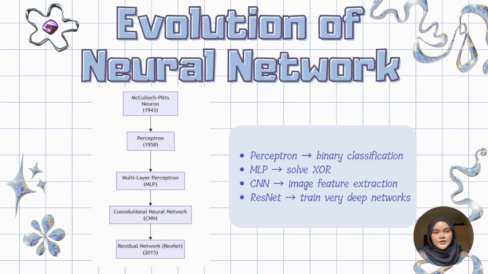Next, this slide shows the evolution of neural networks. It started with the McCulloch-Pitts neuron, followed by the perceptron for binary classification. Then the multi-layer perceptron solved more complex problems like XOR. After that, CNNs became widely used for image feature extraction. Finally, ResNet was introduced in 2015, making it possible to train very deep neural networks efficiently.